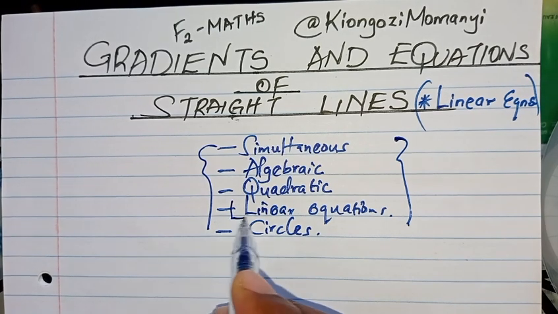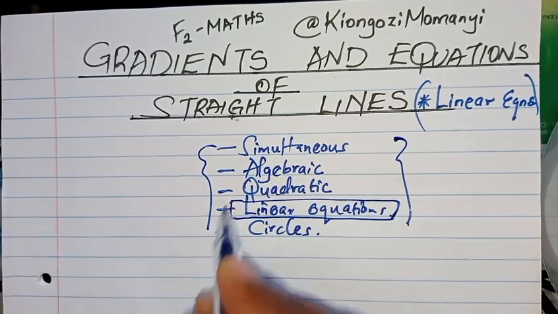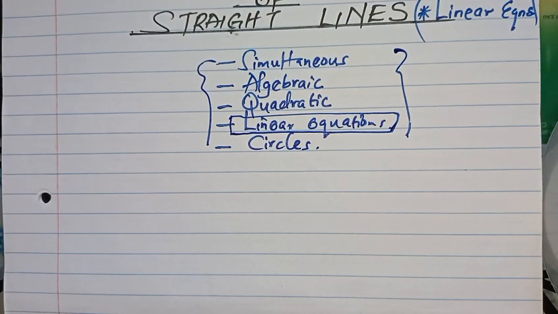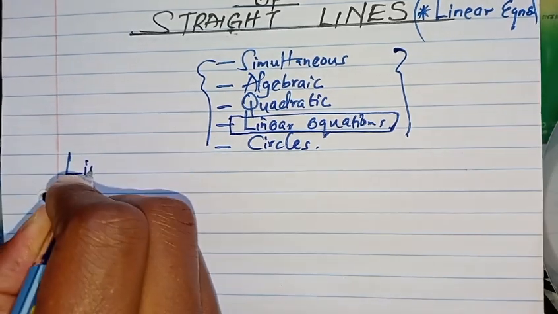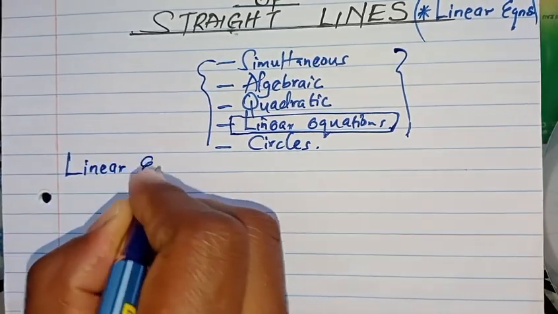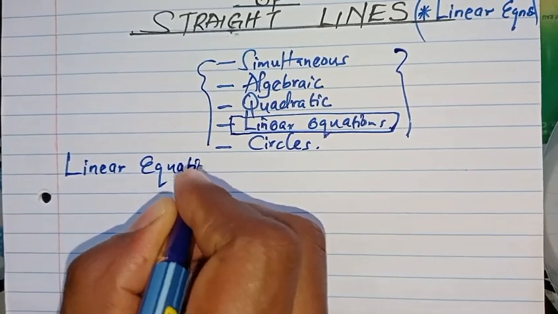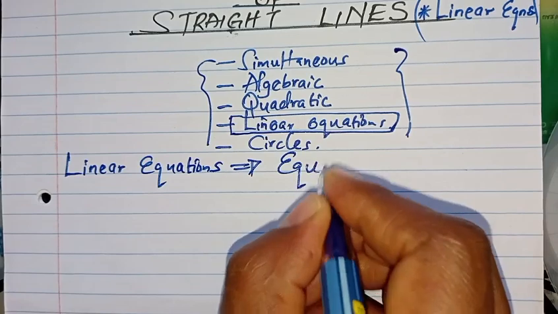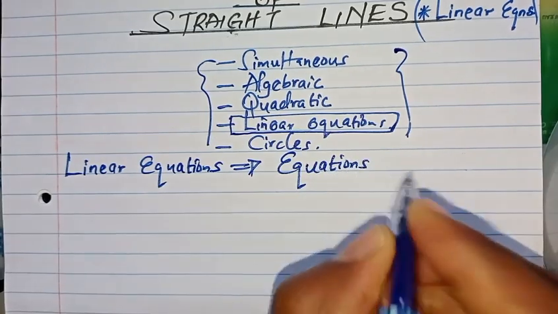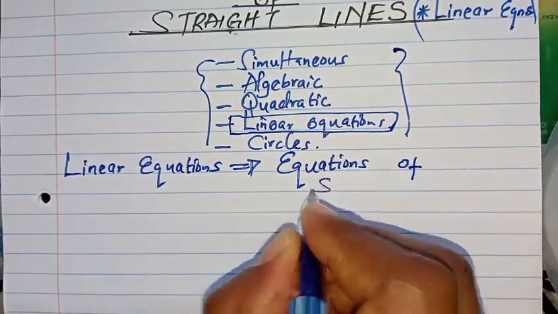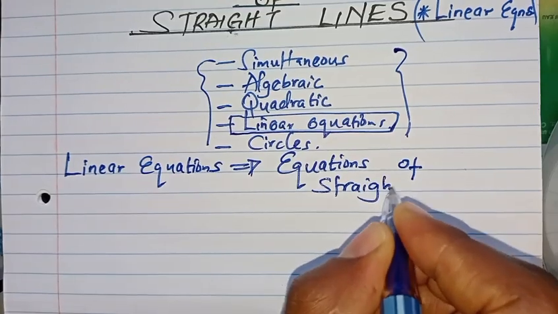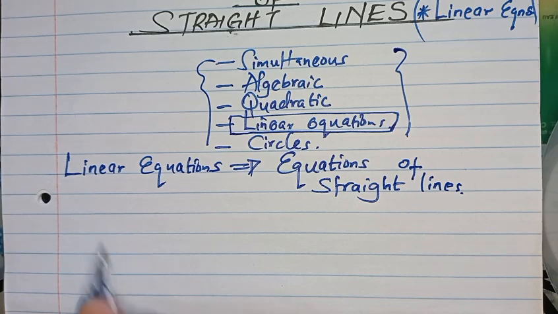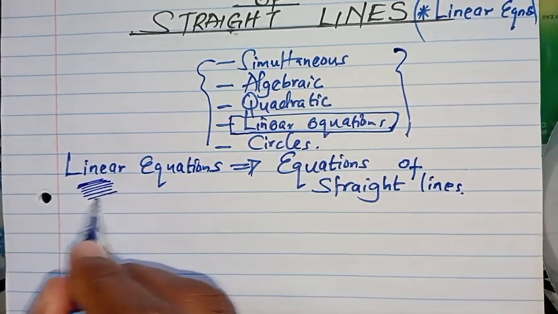Now my interest is on linear equations, which we are calling the equations of a straight line. So linear equations, you can write the following. Linear equations are equations of straight lines. So the term linear comes from a line.